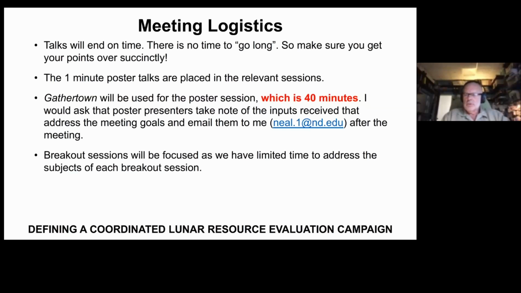The 1 minute poster talks are there to advertise your poster, but they are placed within the relevant sessions. This was done deliberately because often posters are sort of a second tier of presentations. We don't want that because there's a lot of good information in those posters. We want to hear about them, and then Gather Town will allow a 40-minute poster session where we can go ask questions. And again, poster presenters, please take note of the inputs that you receive and pass them onto myself or Carl Hibberts via email so that we can include this in the meeting findings and also in the meeting report.